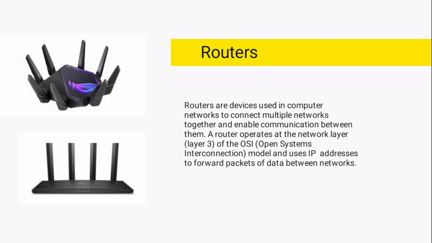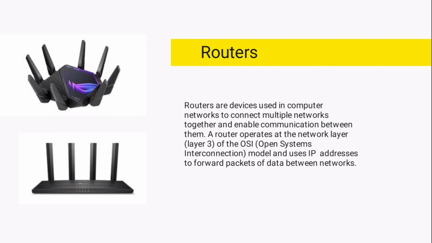Routers are devices used in computer networks to connect multiple networks together and enable communication between them. A router operates at the network layer, layer 3, of the OSI (Open Systems Interconnection) model and uses IP addresses to forward packets of data between networks. Routers are responsible for determining the best path for data to travel between networks, based on information in routing tables that are maintained by the router.